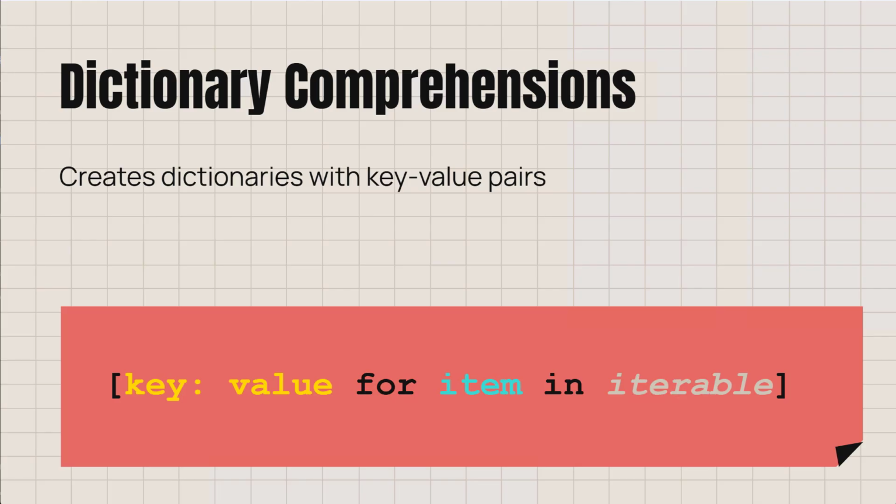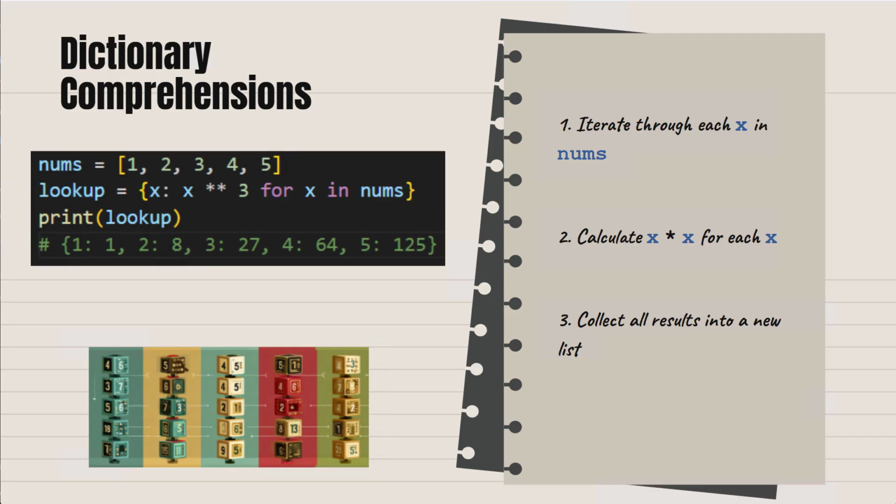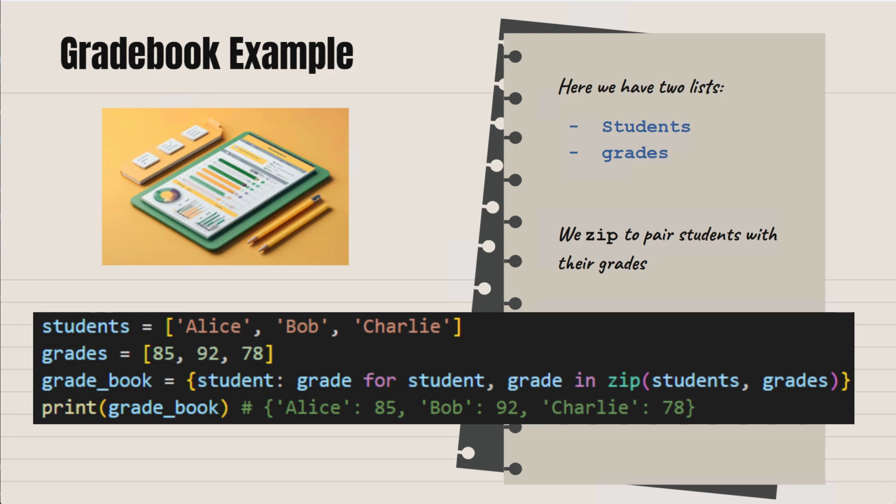Dictionary comprehensions, again, have the same pattern, except that now our expression is a key value pair generated from that item. So in this case, we're doing the cubes, but we're actually pairing the original value x with its cube in the dictionary.